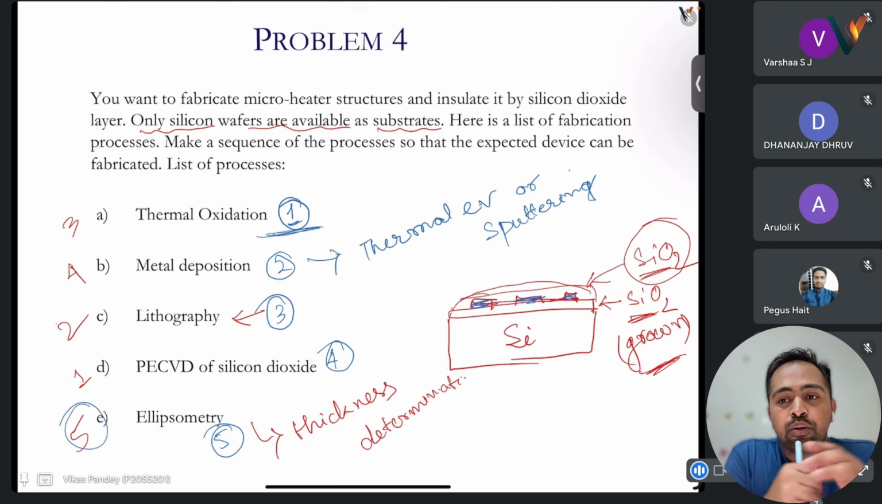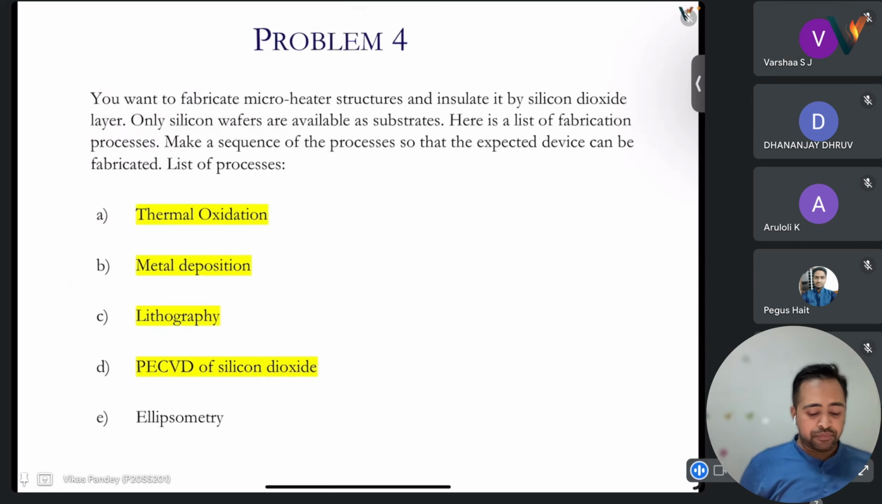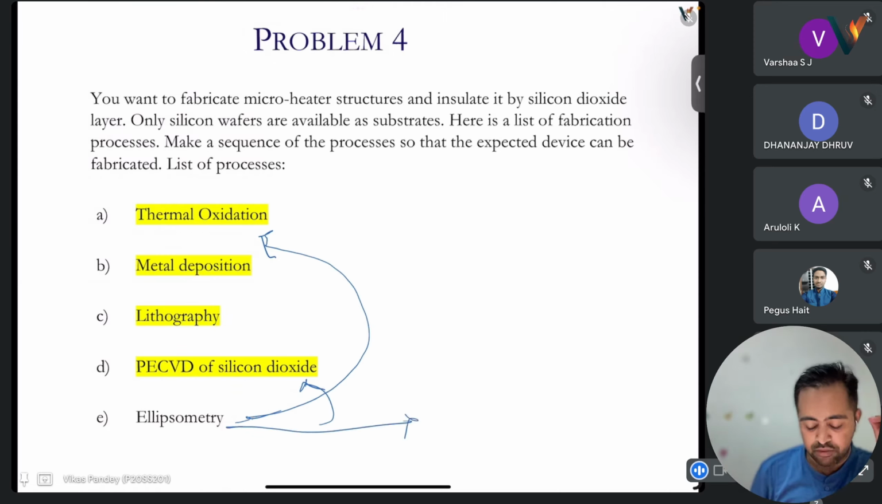Okay, any doubts in this? No, sir. Clear? Okay. So actually, they are given in sequence only: thermal oxidation, metal deposition, lithography, and PECVD of silicon dioxide. Ellipsometry will be done here as well as here, but that is not an important step of the fabrication. It is a technique to determine the thickness of the silicon dioxide layer deposited. It is a characterization technique, we can say.